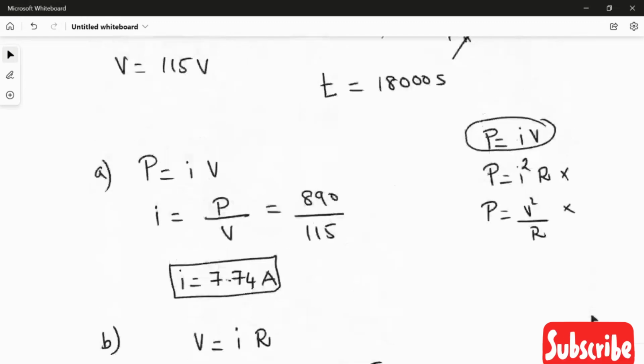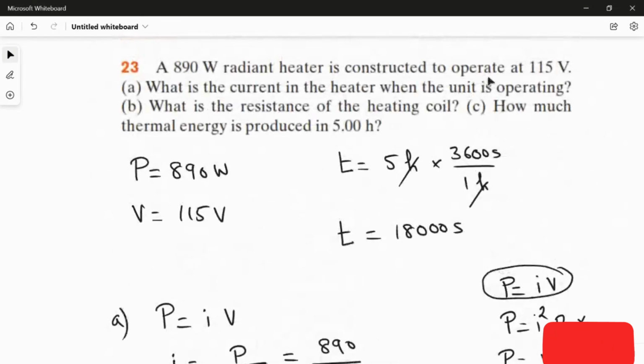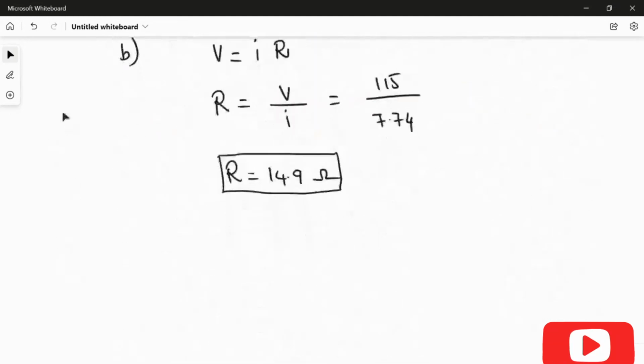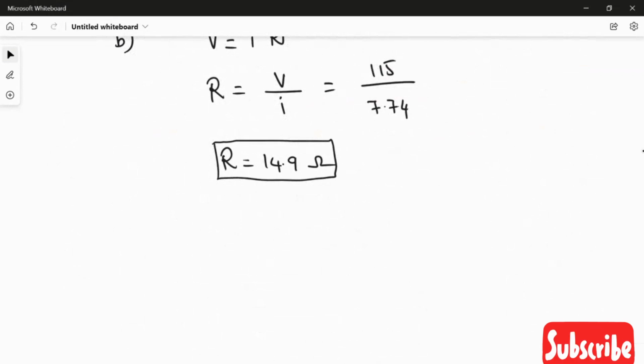And in the third question, we are going to calculate how much thermal energy is produced in 5 hours. That means we are going to calculate the energy. For that, we are going to use the general rule for power. What is the general formula for the power? Power P is equal to energy over time, right?